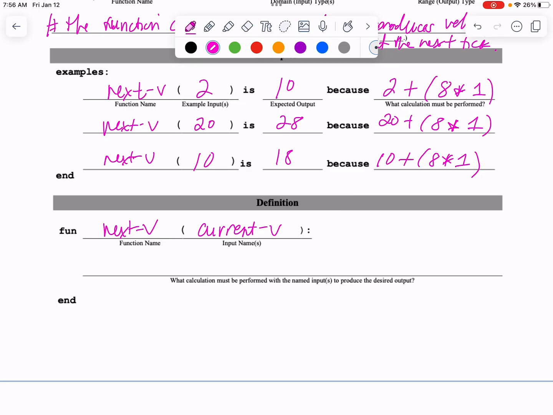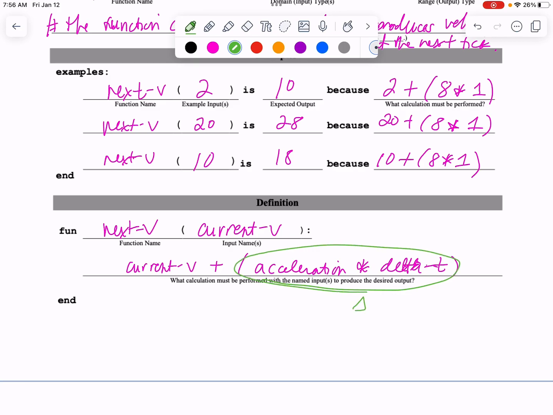Next v of current v: I'm going to do my current v plus acceleration times delta t, like this. Don't forget the little asterisk. Remember, this part is your delta v. This is what you're adding. This is how much velocity you're adding, with a constant rate of acceleration times however long you wait until you look again. The longer you wait, the more velocity you need to add because, I mean, duh, it's going faster every second.